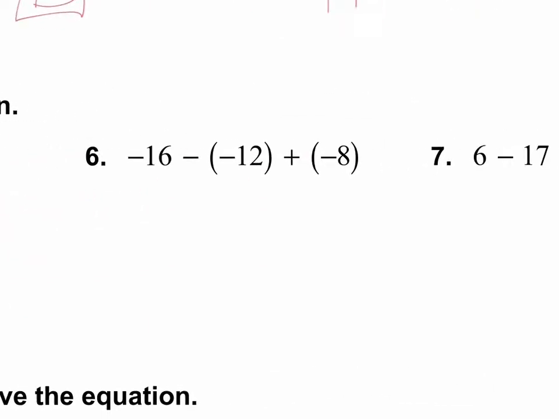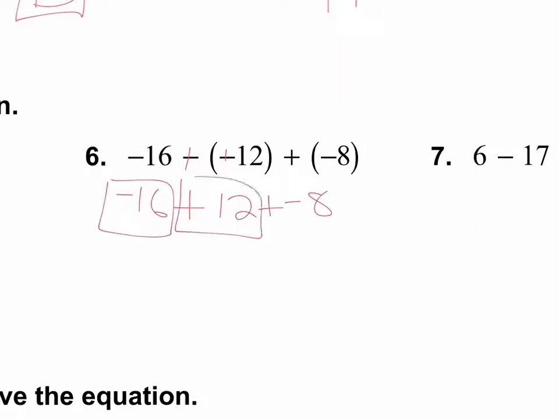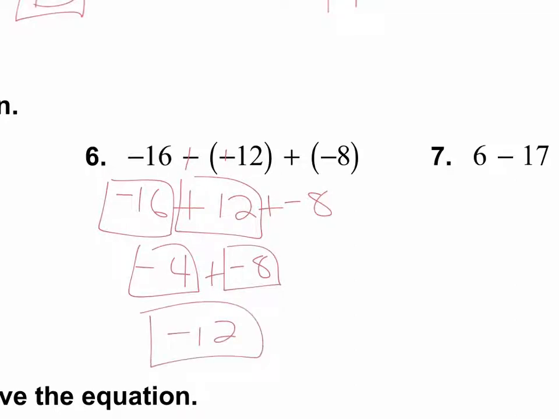Okay, here, I see a double negative right here. That's my only double negative. So I have -16 plus 12 plus -8. -16, +12, opposite signs we subtract, we get 4. 16 is bigger than 12, so we get negative because 16's sign is negative. And then I have -4 plus -8. -4, -8, same signs we combine, we get 12, and we keep that sign, so -12 would be your answer.